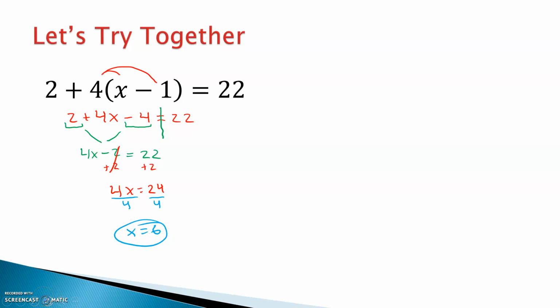All right, so notice, it's just slight variations. Distributive property, we saw that first. Again, combine like terms. We had like terms on the left-hand side here, the 2 and the negative 4.